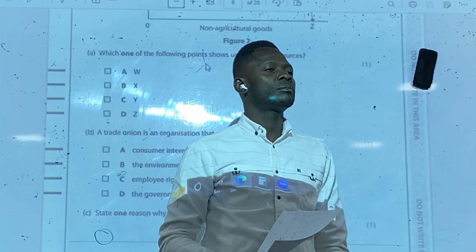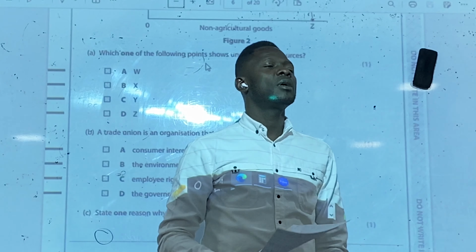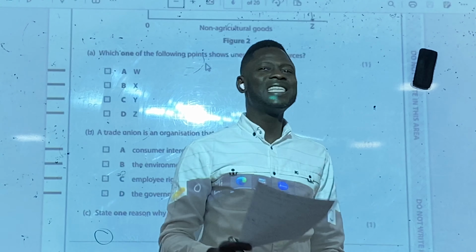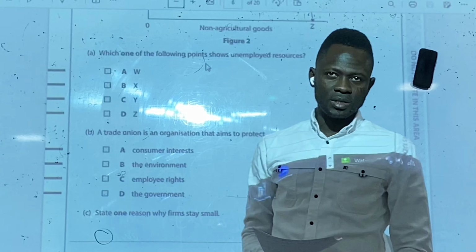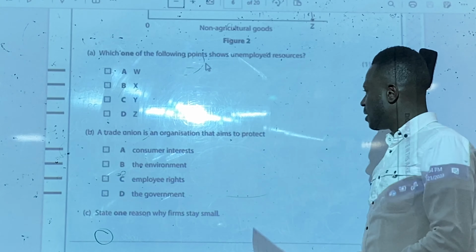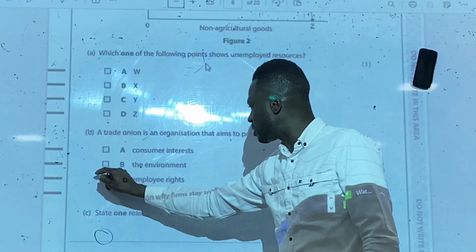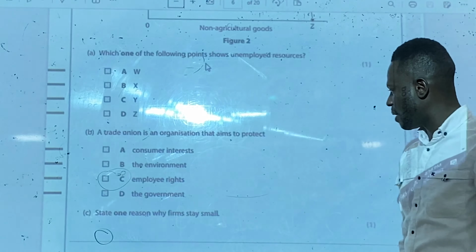that is made to protect employee rights. The trade union is an organization that protects the interest of employees. So now I said, the trade union is an organization that aims to protect the interest of employees, the same as employee rights. I think it's clear. Shall we move on, please?